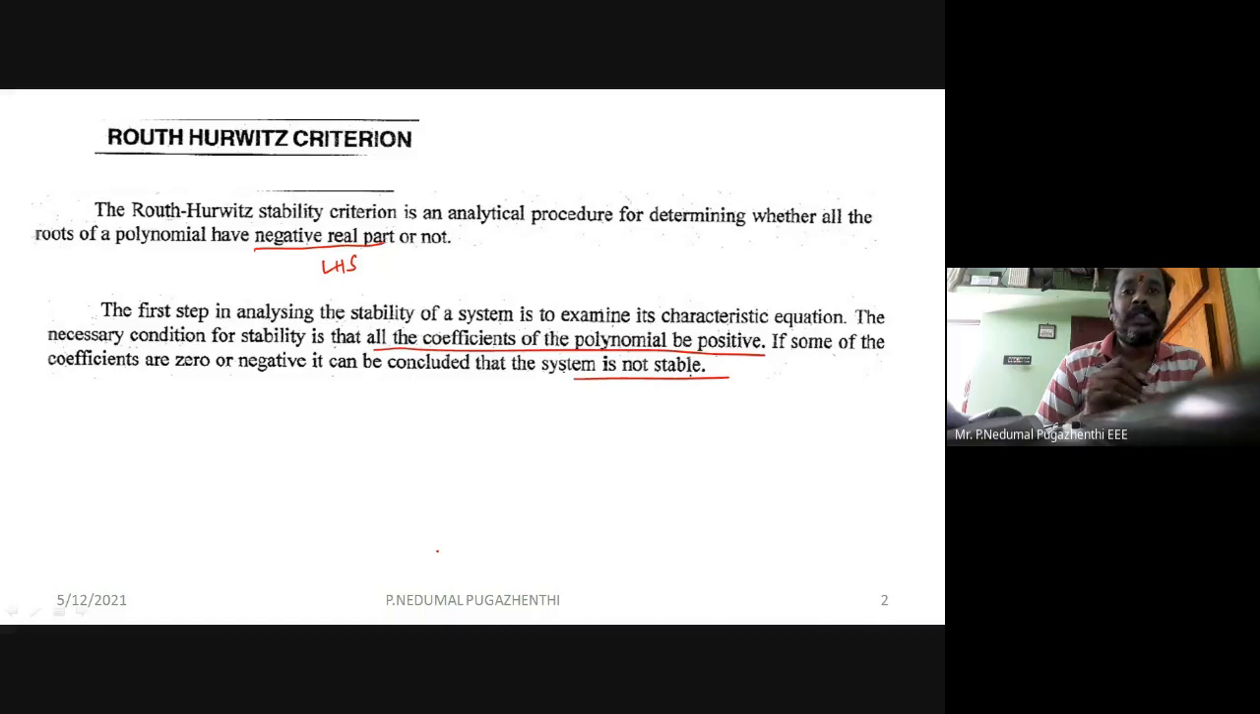The sufficient condition is that you have to form a Routh array, then check for a condition. We will discuss that condition. And you have to conclude whether the system is unstable, stable or marginally stable. Any doubts on this particular slide? So I've told you what the Routh array is. Routh-Hurwitz criteria is an analytical procedure, a mathematical method to determine whether your roots lie on the left hand side of the S plane or on the right hand side of the S plane through a checking procedure. It has two stages. The first one is the necessary condition and the second one is the sufficient condition. The necessary condition concerns your characteristic equation. What is the characteristic equation? The equation 1 plus G(s)H(s) equals 0. This is your characteristic equation.